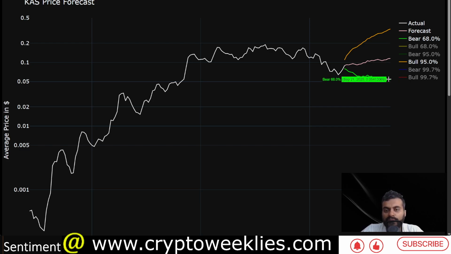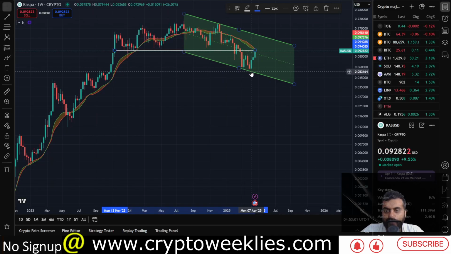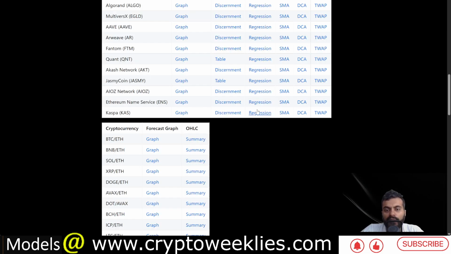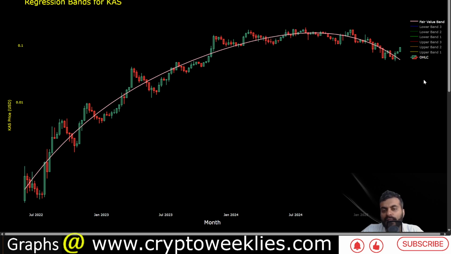The bear case is between 5 cents and about 7.5 cents. Those are the levels that we saw Kaspa reach not too long ago. In the early part of April of 2025, price was close to that 5.2 cent level. Coming back to the regression based analysis for Kaspa, right now the downturn has been broken.